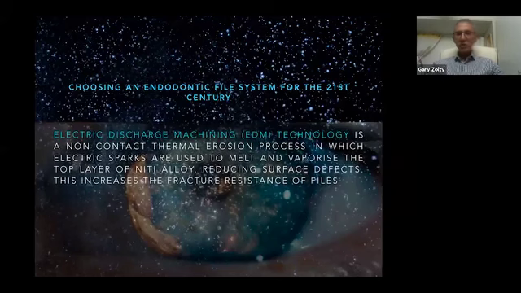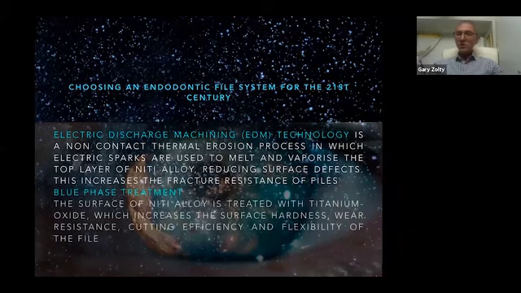Electric discharge machining, or EDM technology, is a non-contact thermal erosion process in which electric sparks are used to melt and vaporize the top layer of the NiTi alloy, reducing surface defects. This increases the fracture resistance of files. Blue treatment is when the surface of the NiTi alloy is treated with titanium oxide, which increases the surface hardness, wear resistance, cutting efficiency, and flexibility of the file.